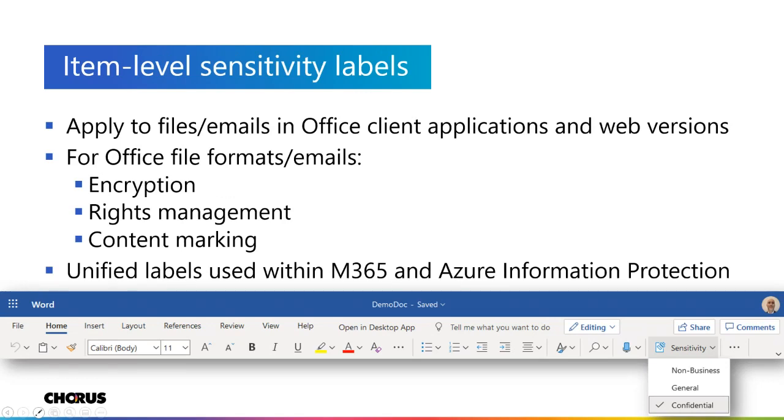Item level sensitivity labels. This is basically how you apply rights management to files. So if you want to make sure that your files are still protected, if people download them, forward them, this is how you do it. This is functionality that came over from Azure Information Protection. Anyone who's got an E3 license has the ability to use these for Office file formats. You can apply encryption, you can apply rights management that prevents files from being printed, forwarded, and so on, and content marking as well if you want to add headers and footers.